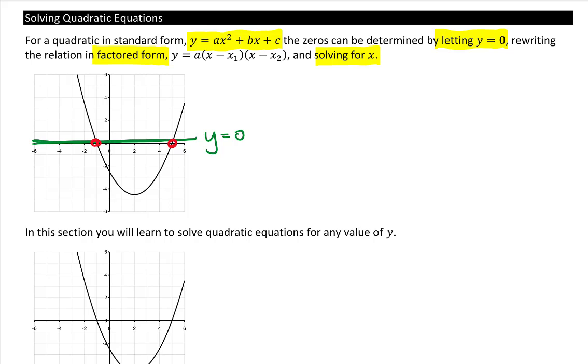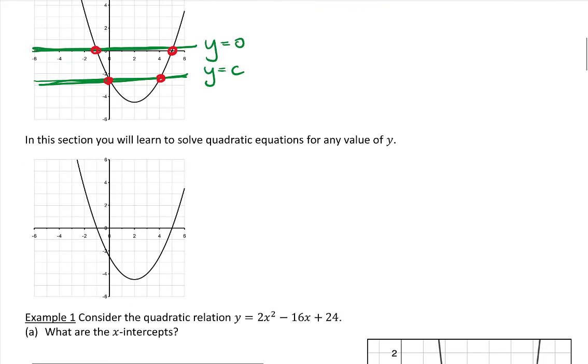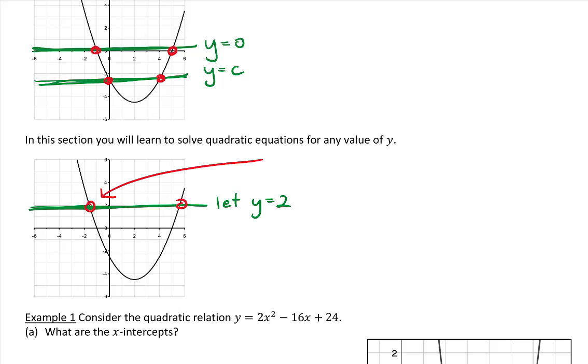We did the same thing when we used symmetry. We let y equal c, the y-intercept, which helped us find the y-intercept and its matching point. In this section, we're going to look at solving for any value of y. So for example, if I let y equal 2, I'm going to try to find the corresponding x values.